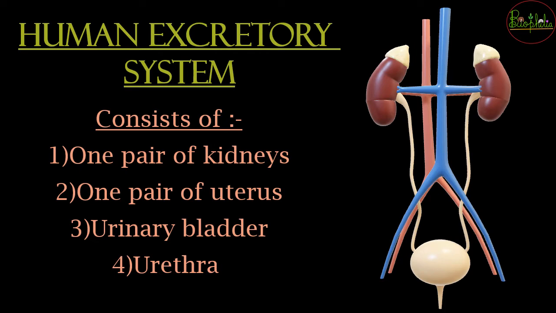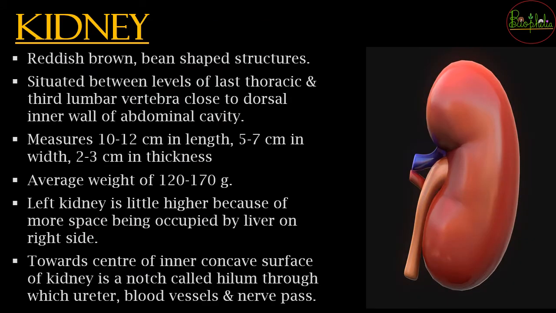So let's get ahead. So kidneys, what are these? These are the organs which are going to be reddish brown in color. They have a bean shape, and that is the reason you also have a pulse, that is kidney bean. So the shape of it is going to be like that, and these are going to be located at the levels of last thoracic and the third lumbar vertebrae.